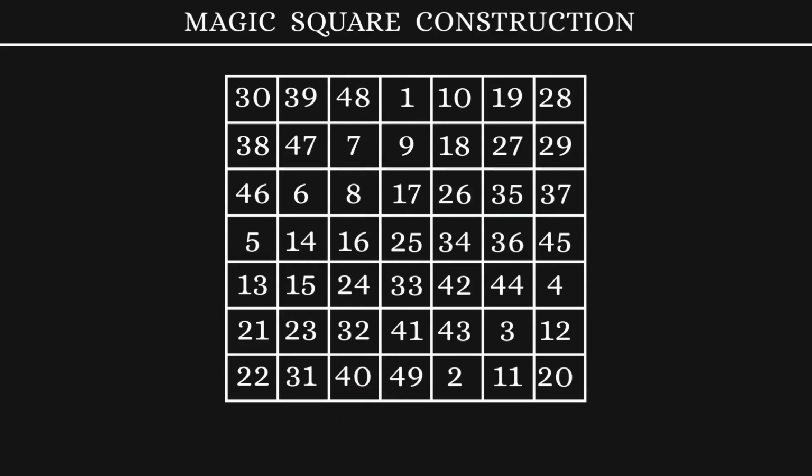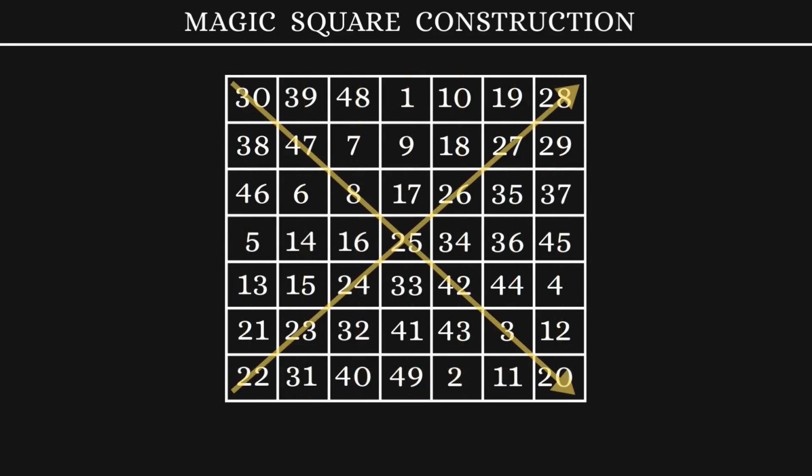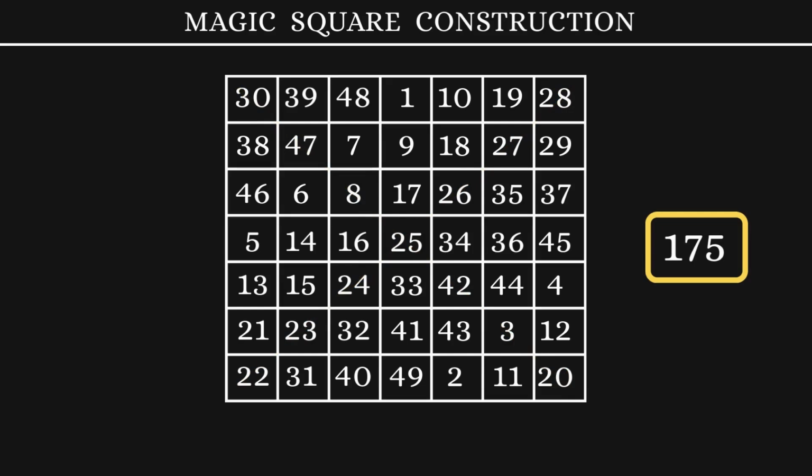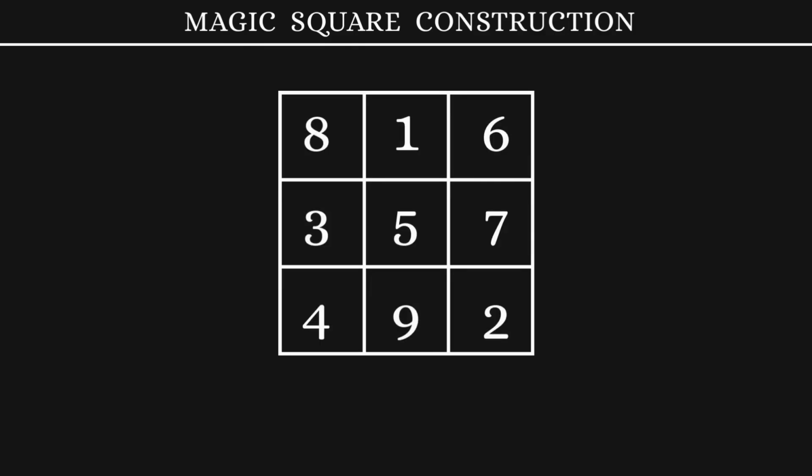Here again, when you add the numbers of the rows or the columns or the diagonals, we'll get the same answer 175. You could use the same technique to form a 3 by 3 magic square. You could pause the video here, do it yourself and verify if you got this magic square.